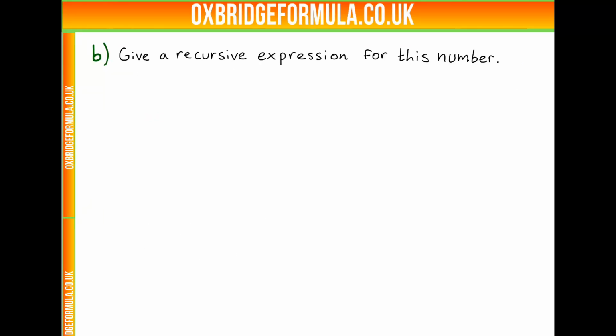Part B asks us to give a recursive expression for this number. What does this mean, a recursive expression? This means we want to find something like Tn plus 1 is some function of Tn. Remember that we found an expression for Tn already. So, one way to find a recursive expression is to find Tn plus 1 by substituting in, and then converting some of the terms into the form something Tn. Let's see what we can do.